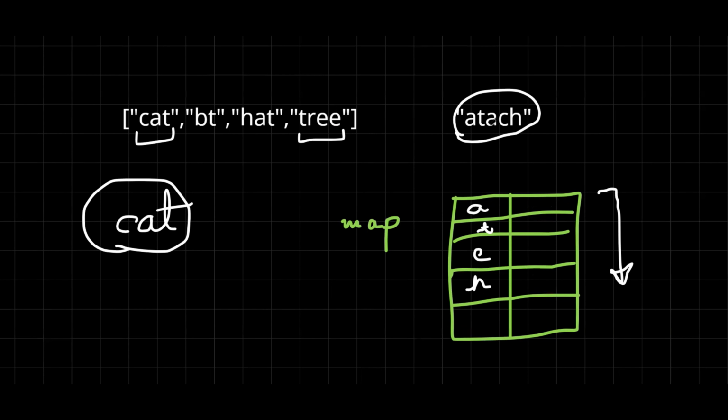So initially, let's reset our corresponding map at first. Initially, the frequency of A is 2 in attach, the frequency of T is 1, the frequency of C is 1, and the frequency of H is also 1. Now, let us try to understand whether we can make the word tree by using this map or not. Here we can see that T appears one time, so we have to decrease one value in the map. The value of T is 1, so it will become 0 by reducing 1.